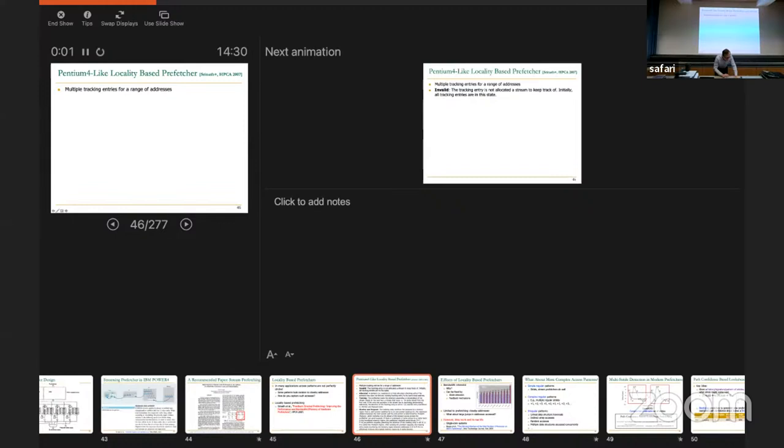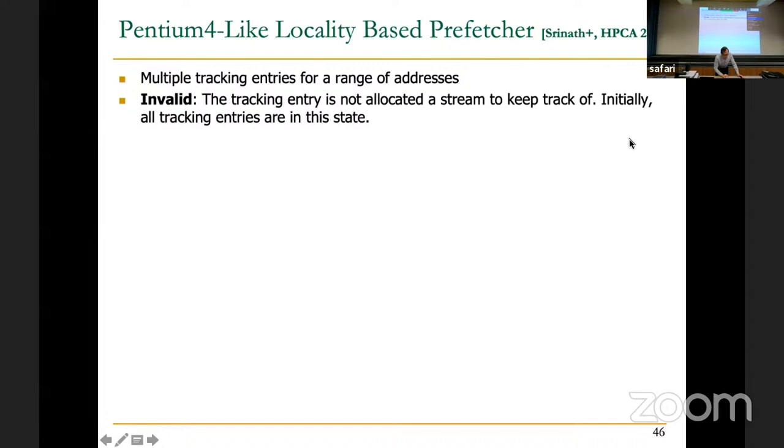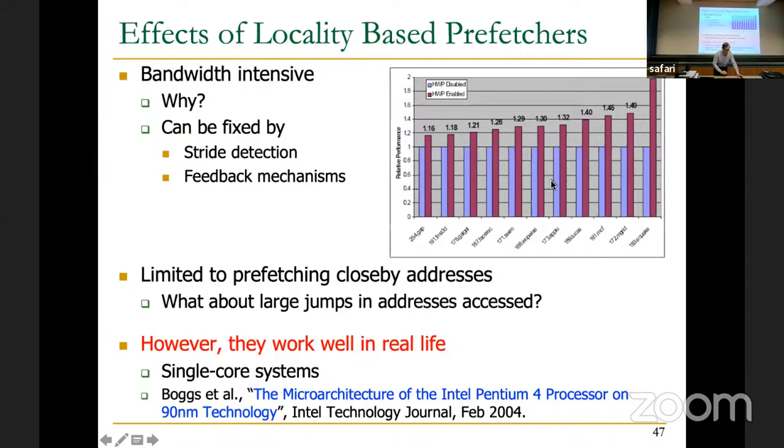Yeah. So there's a lot more, of course, that goes into these, but I gave you the intuition. You can read more in the paper. And this is data from Intel. This is another nice paper that talks about Pentium 4. They show this prefetcher actually does quite well on many workloads. The issue is it's very bandwidth intensive because it looks at this window and whenever it sees an access to this window, it generates multiple prefetch requests, but not all of those requests may be used.